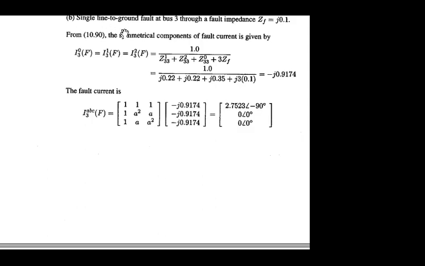When you have a single line to ground fault, we have the issue of fault current I3012 in terms of this matrix, this equation. Can you recall this equation? It was Z1 plus Z2 plus Z0 plus 3ZF, if you can recall that equation for single line to ground fault.